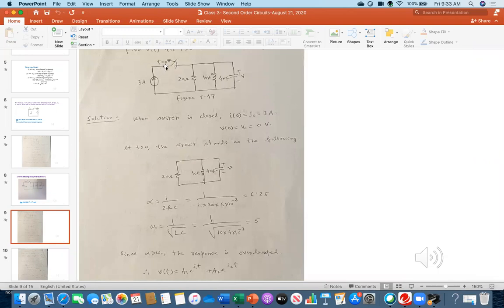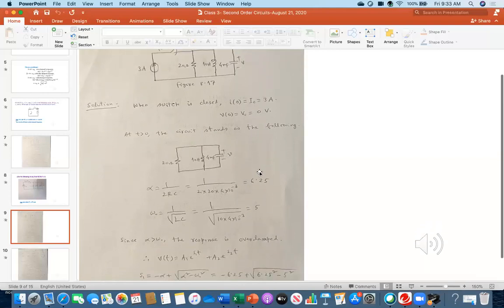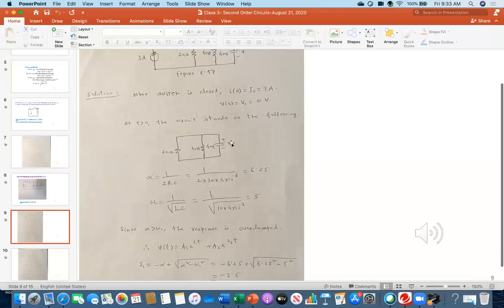So if at t equal to 0 time the switch gets opened, then how does the circuit look like? Because now the 3 ampere source is getting disconnected. So these three components will be in parallel. So 20 ohm and 10 Henry and 4 millifarad will be in parallel. So this is going to be a parallel circuit, the circuit that we discussed in the previous class.